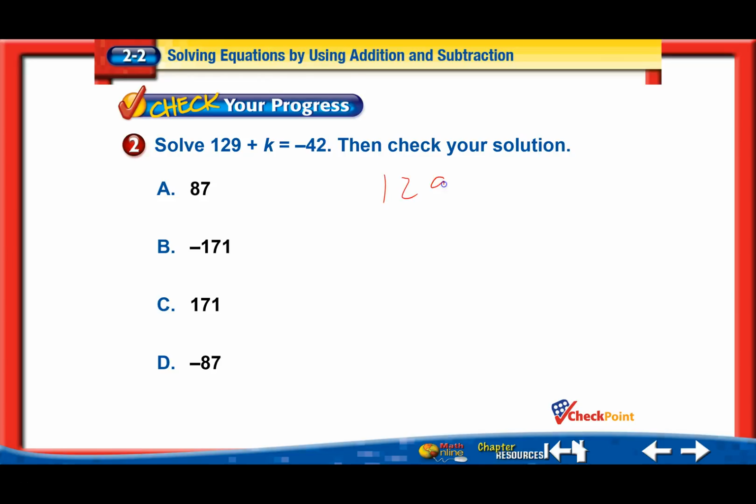So 129 plus k equals negative 42. Wait, there's nothing in front of here. What do I do? Oh, it's positive if there's nothing there. So I can subtract 129 from both sides, which technically means adding because they're both negative. So 42 plus 129, 171, negative 171.